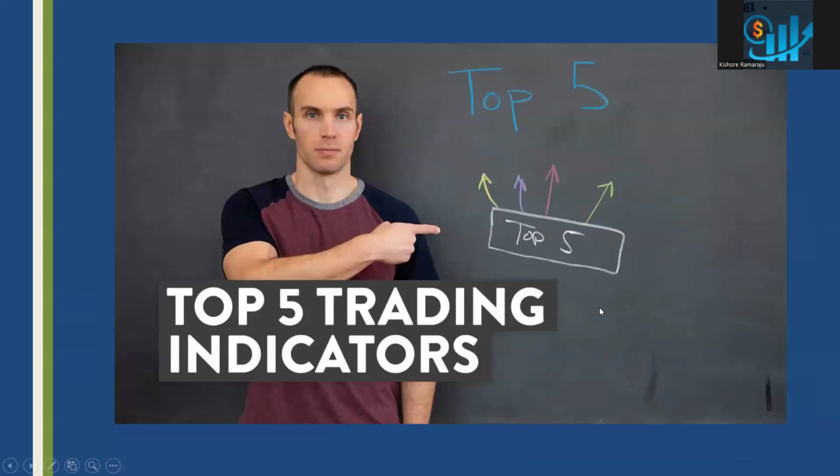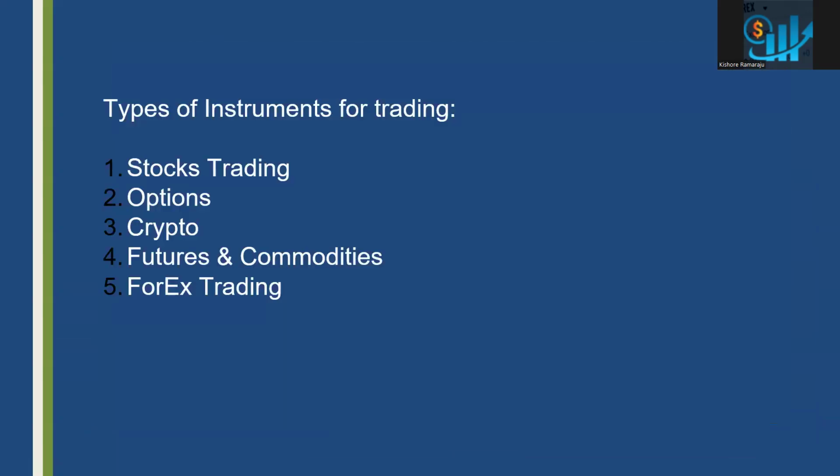So, before we discuss the top five trading indicators and how to use them, let's understand the different types of instruments you can use these indicators on. The indicators, irrespective of whether it is stocks, options, futures, crypto, or forex, you can use on any type of instrument. For example, if you're a low risk trader, stocks trading is a good one because there is no theta decay, no implied volatility, and no expiration dates.